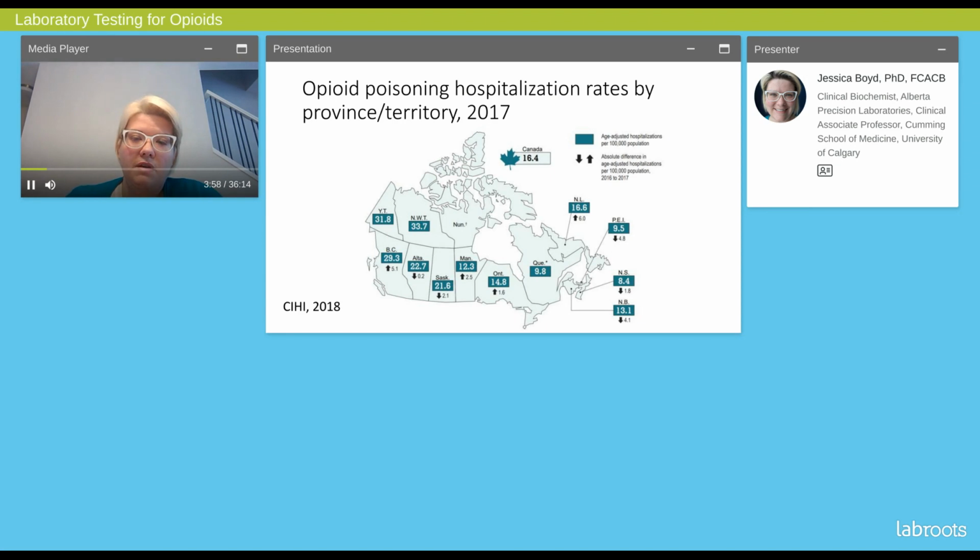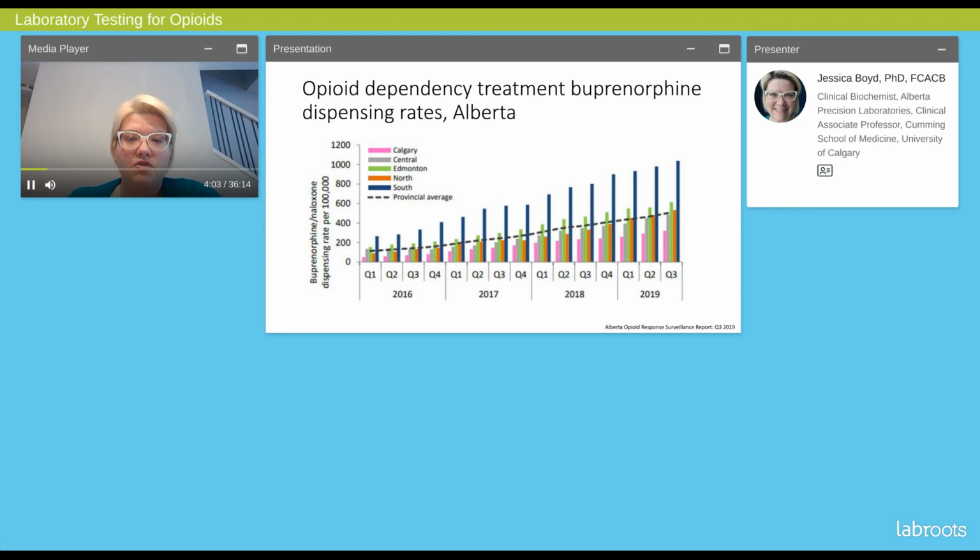So, of course, one of the big pushes for the last 5 years has been to try and identify these individuals and get them into a treatment program. And in the province of Alberta, our provincial government has put a significant amount of resources into increasing the number of treatment spots in opioid dependency programs. And so that has had a very positive effect.